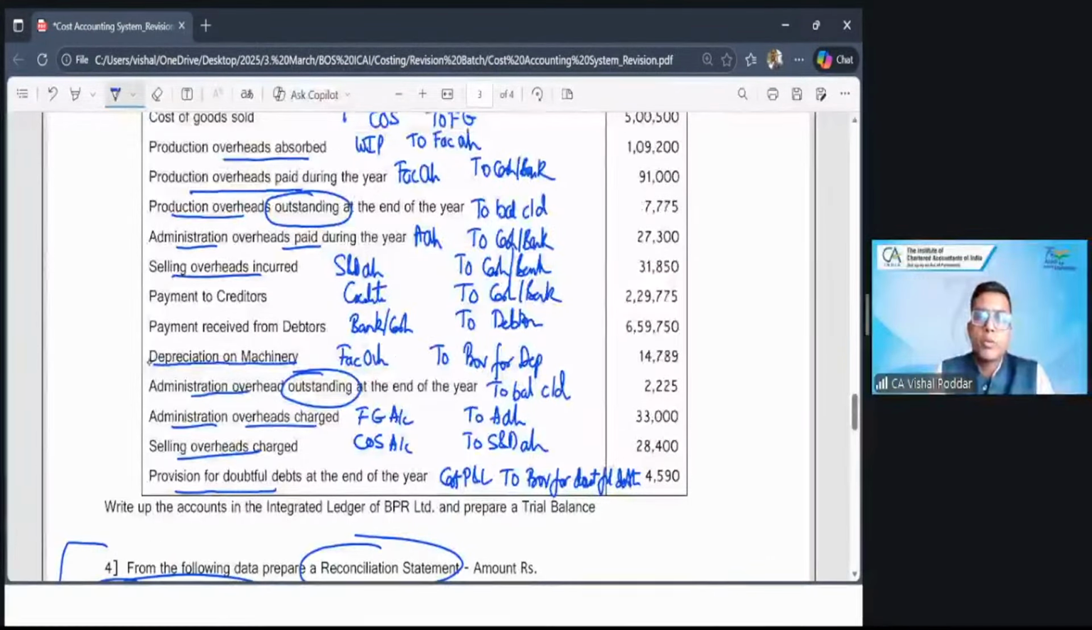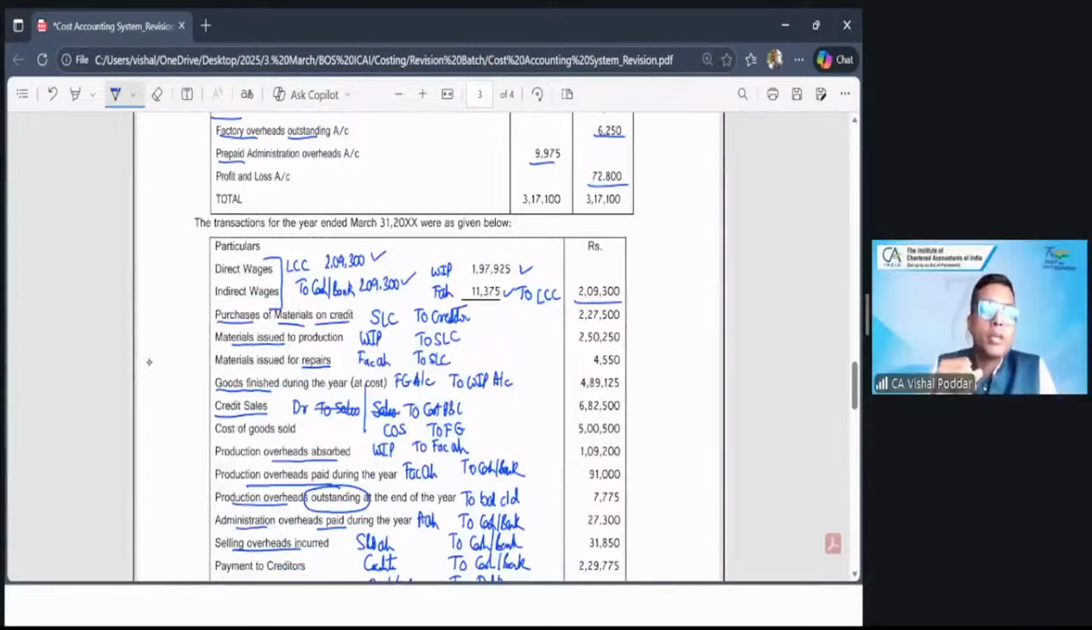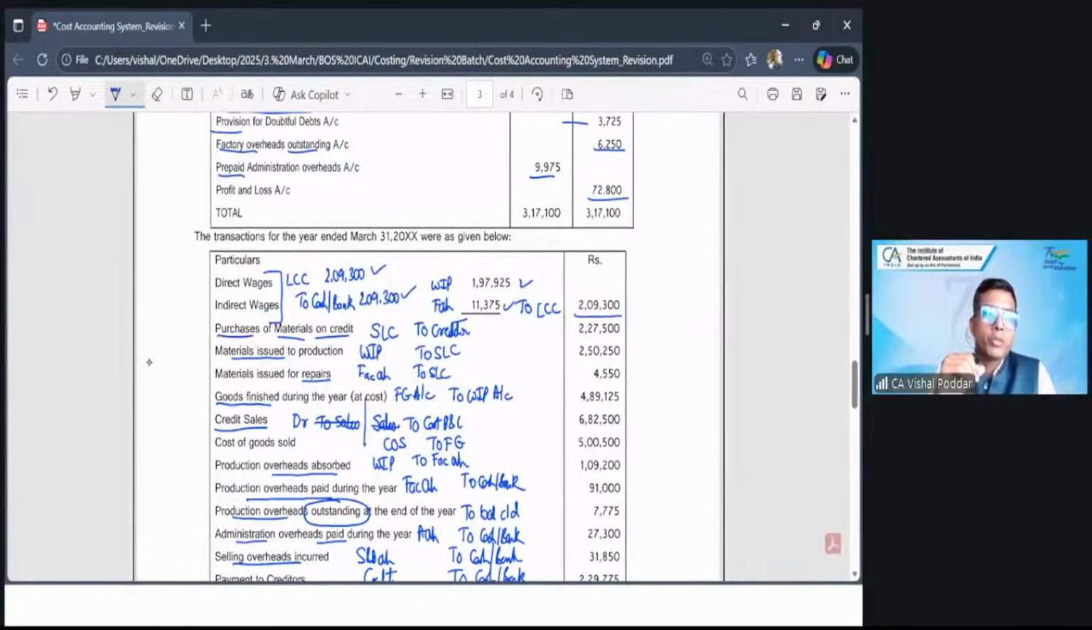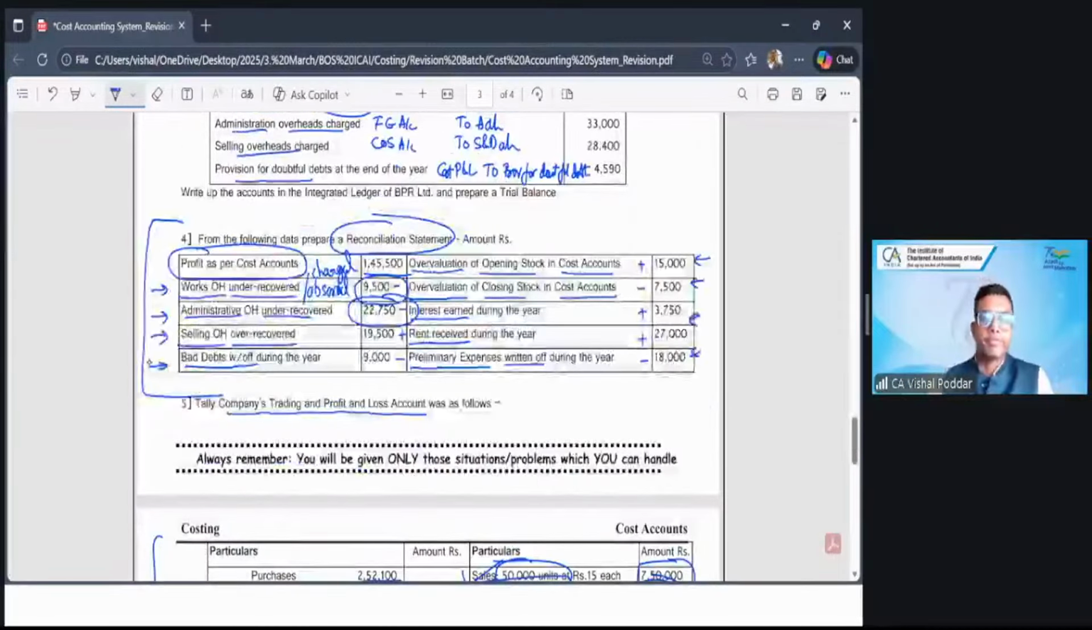So this is how students will have to pass the entries, and where required you'll have to do the postings in the accounts and then balance each and every account. Is this clear, students? Everything clear to all students? Yes, students, understood? So we have covered everything.